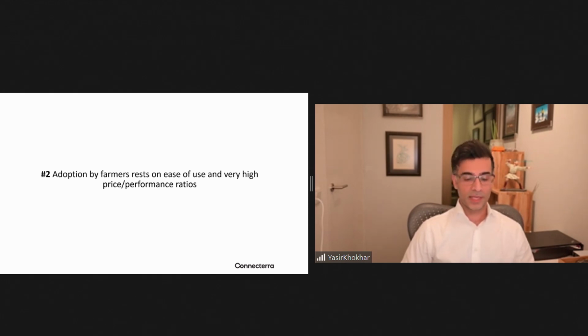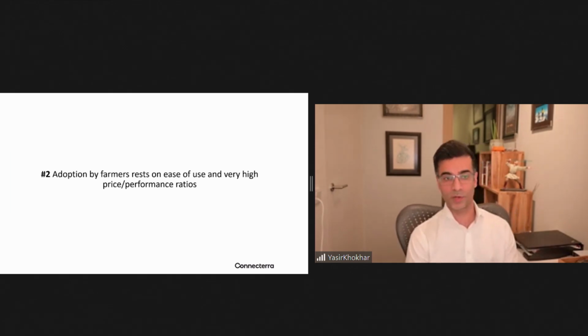So it is the job of technology companies and AI companies to make sure that the quality, the price performance ratios are really up there. And it is easy to use for the customer because that's how we're going to get adoption and the data that we need to generate these useful models.